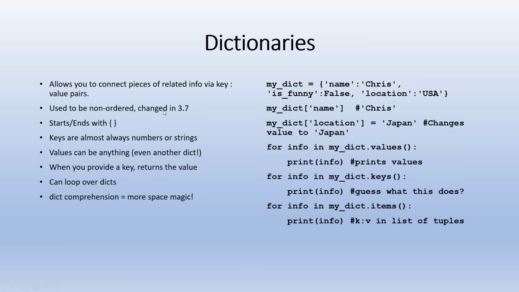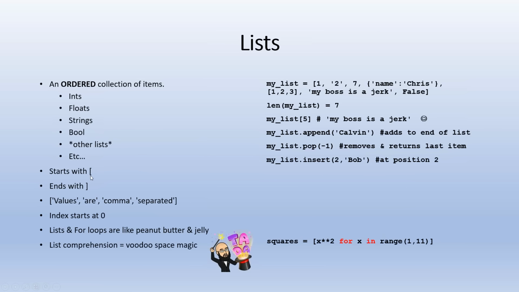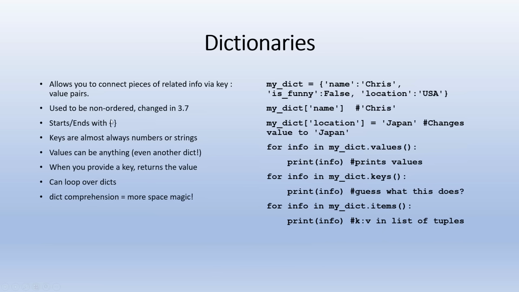They used to, well, I'll get into the order thing in a second. They start and end with curly braces. So lists started and ended with the straight brackets. Dictionaries start and end with curly braces. And then everything in here is going to be key, colon, value, and then comma. So it's two discrete pieces of information separated by a colon.